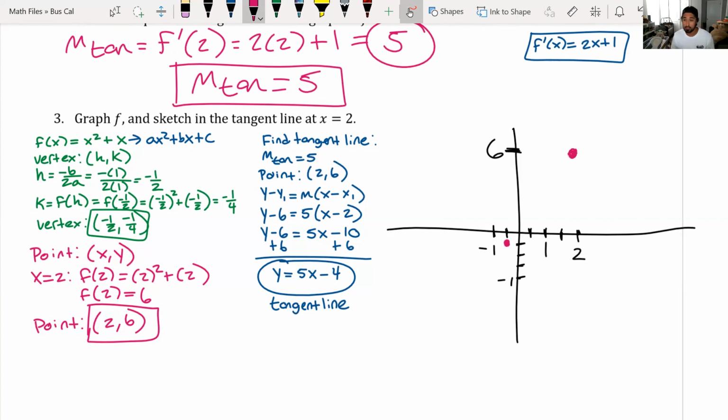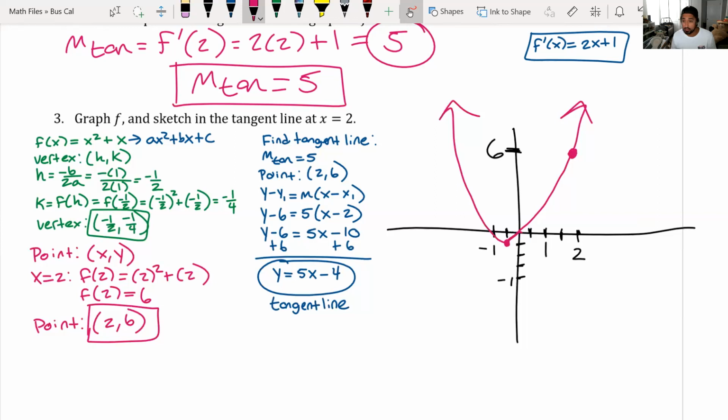And all I'm going to do is connect. So my graph looks like this and that. Okay, so there's the graph of our parabola.